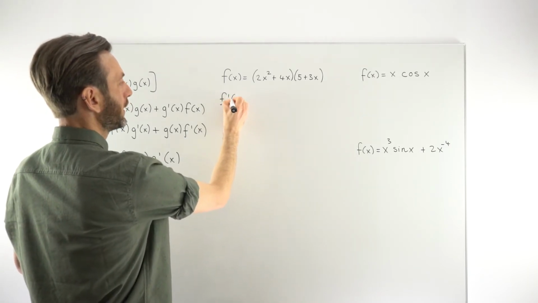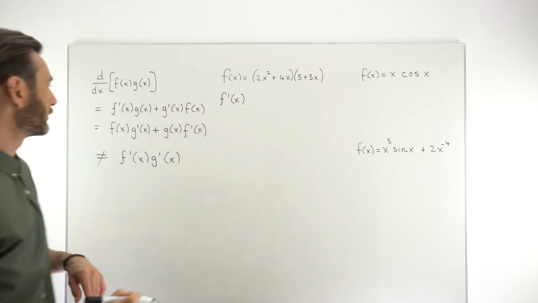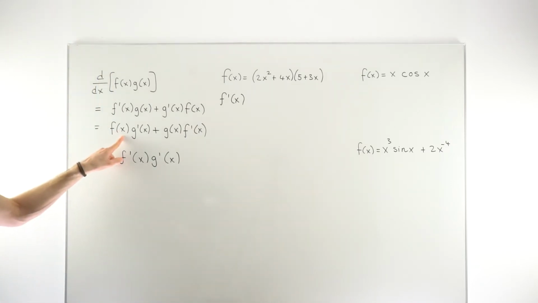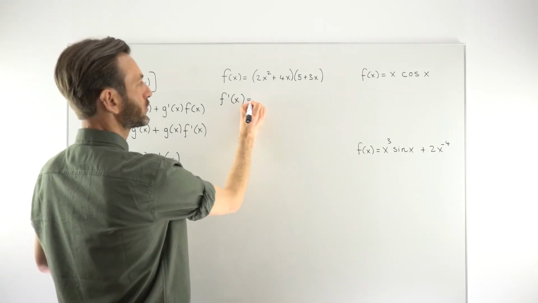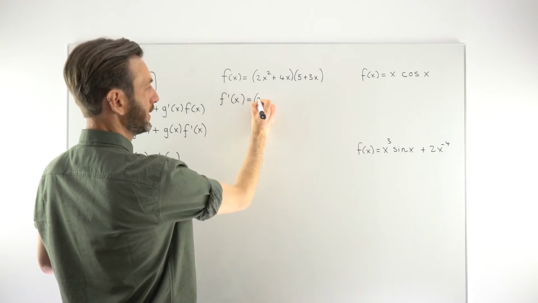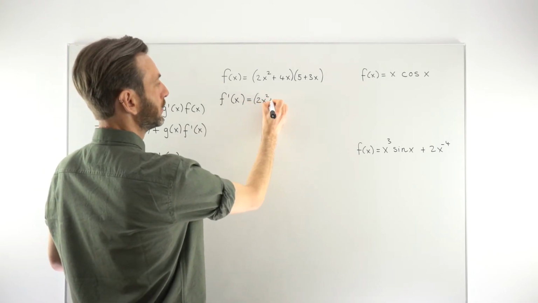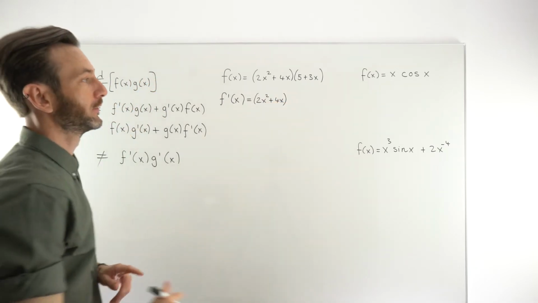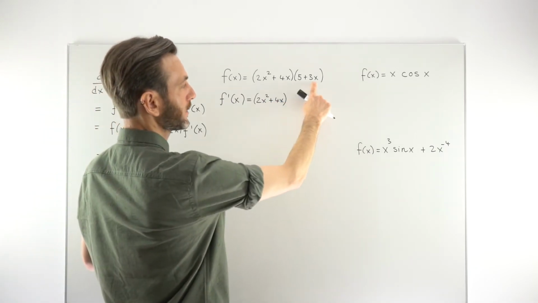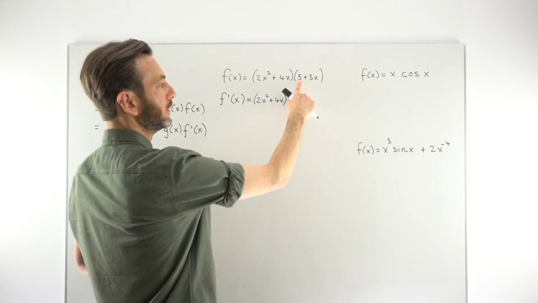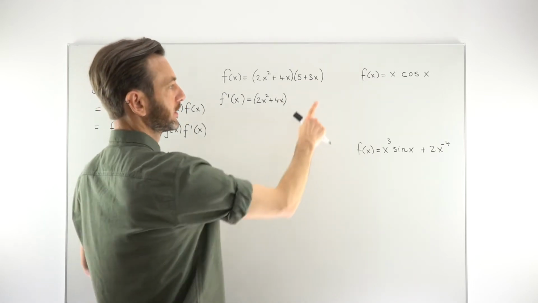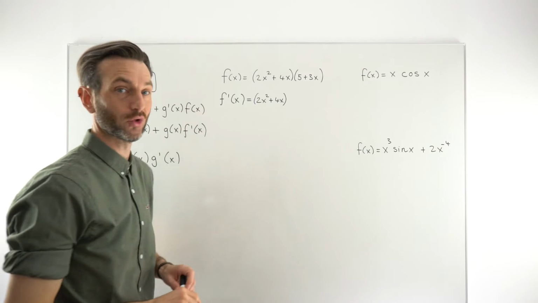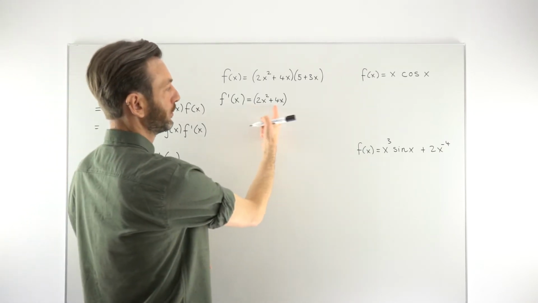So let's say that we're going to use this version here, which would say take the first function and just leave it as it is. So it'll be 2x squared plus 4x. And we're going to multiply that to the derivative of the second function. The derivative of this we can get using the power rule. The derivative of 5 is just 0, so that disappears. The derivative of 3x is just 3. So we're going to be multiplying this to 3.